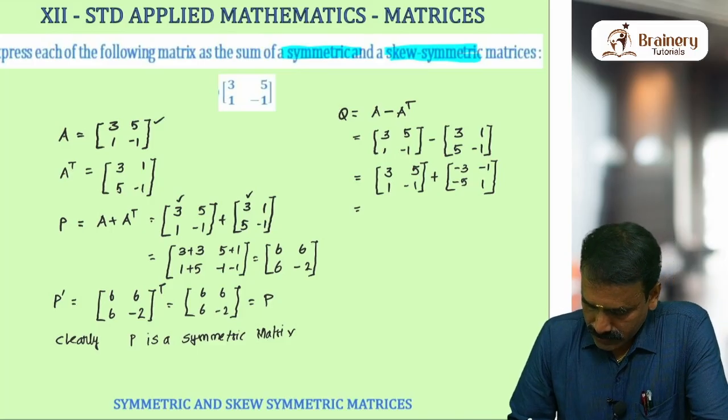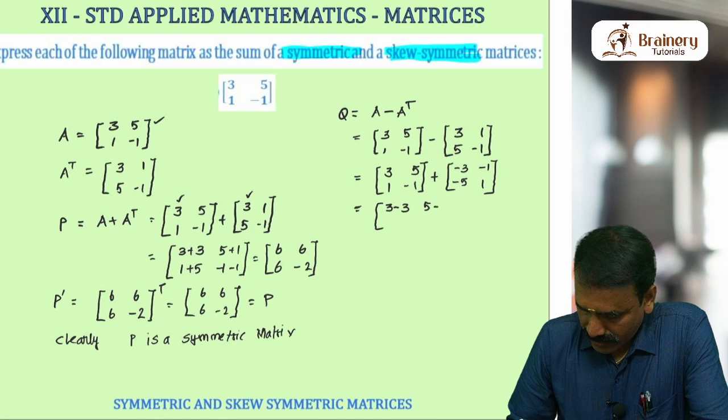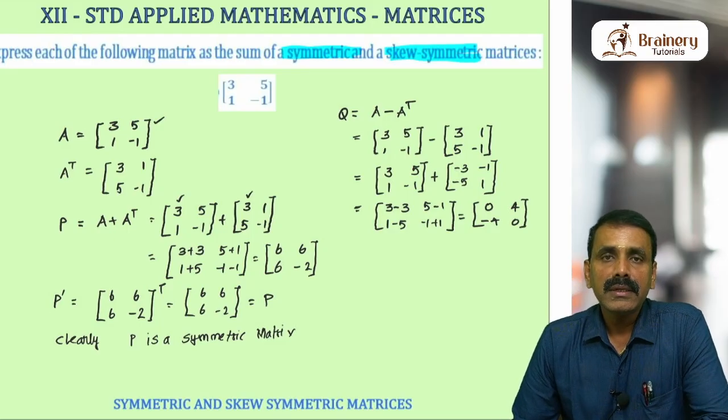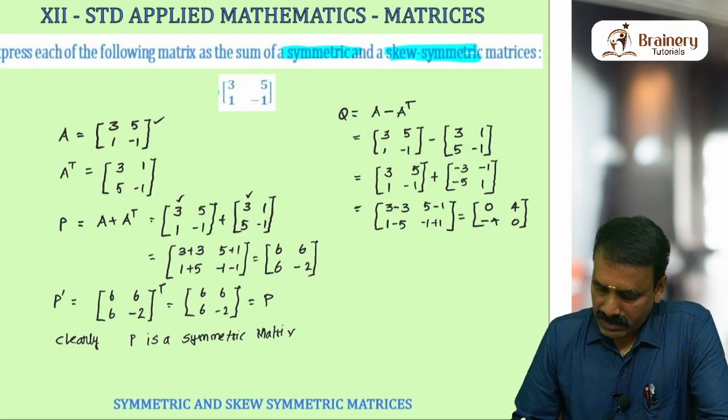So this is equal to, I add corresponding elements, 3 minus 3, 5 minus 1, 1 minus 5, minus 1 plus 1. When you simplify, the answer will be equal to 0, 4, minus 4, 0. Clearly you can see that Q is skew symmetric, but we try to prove.